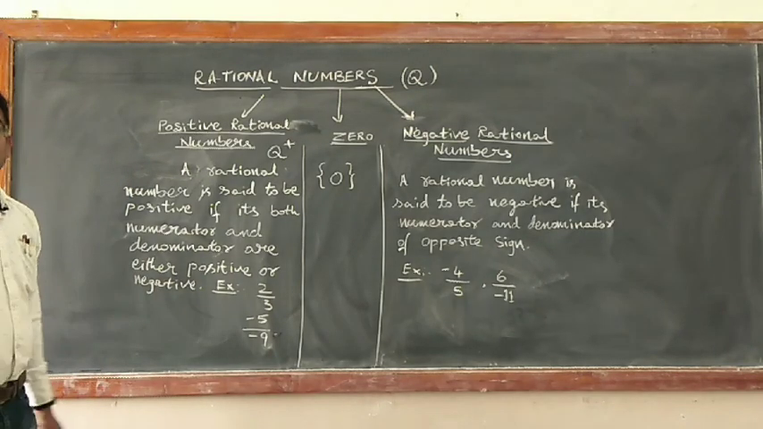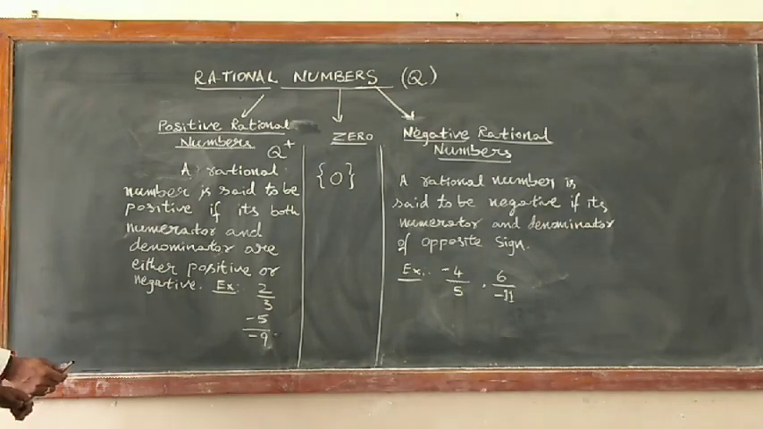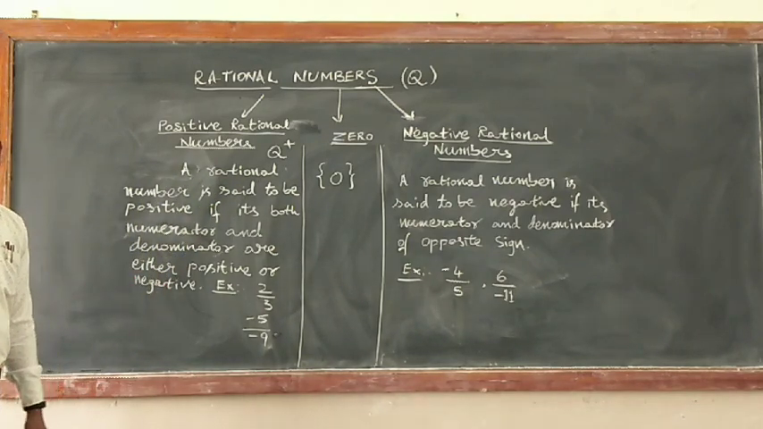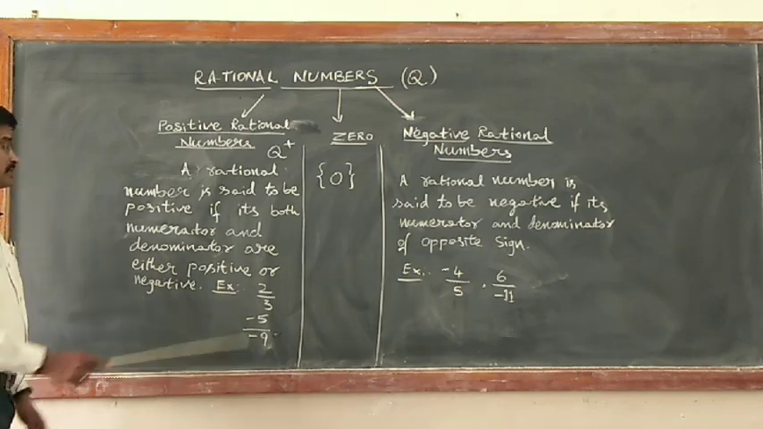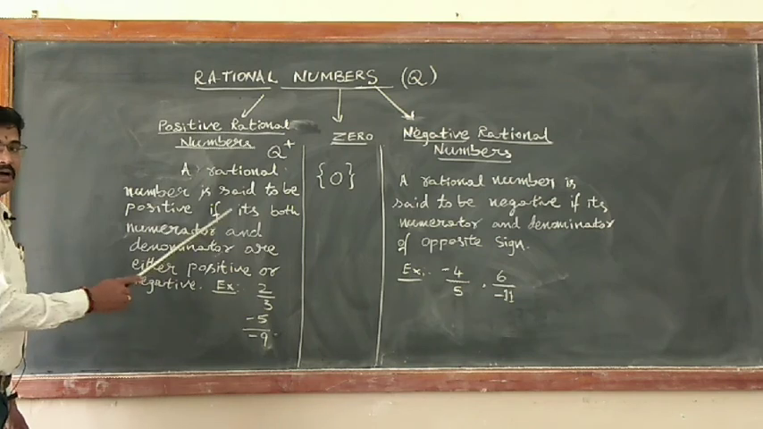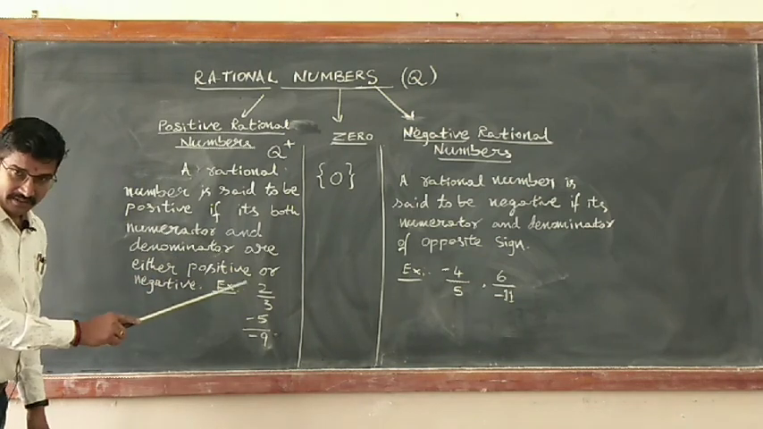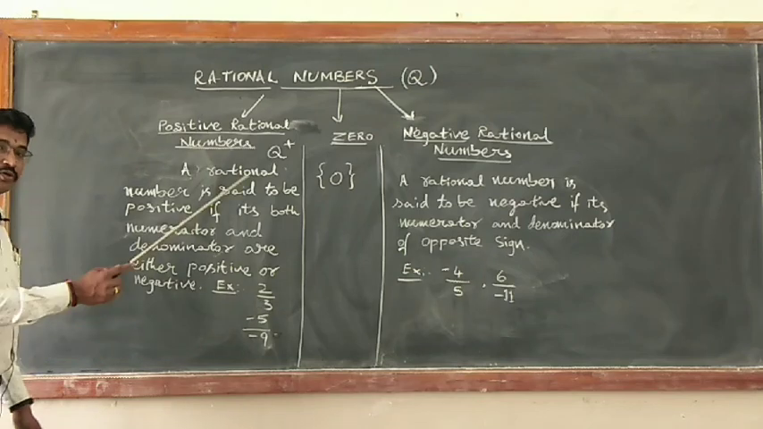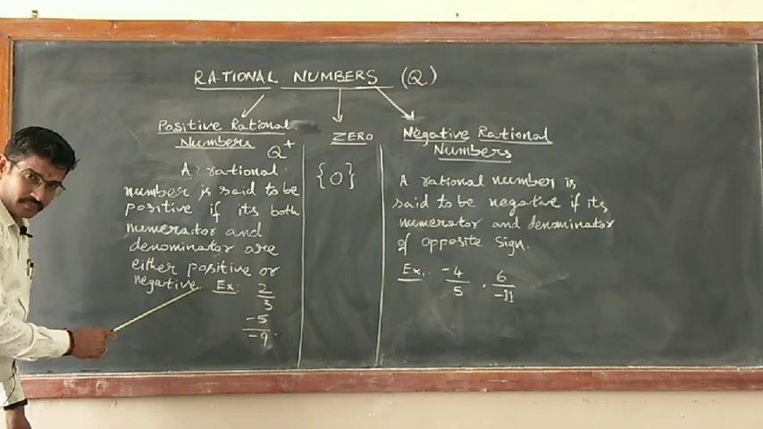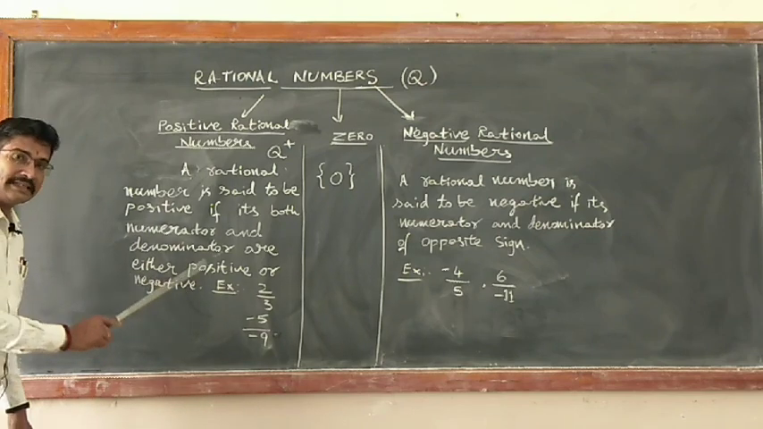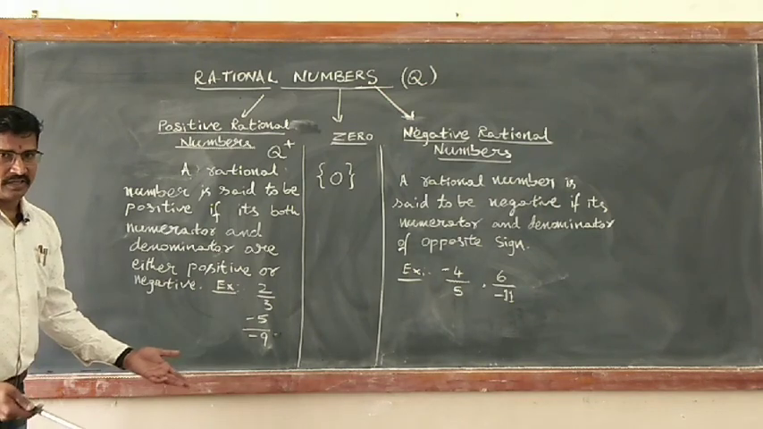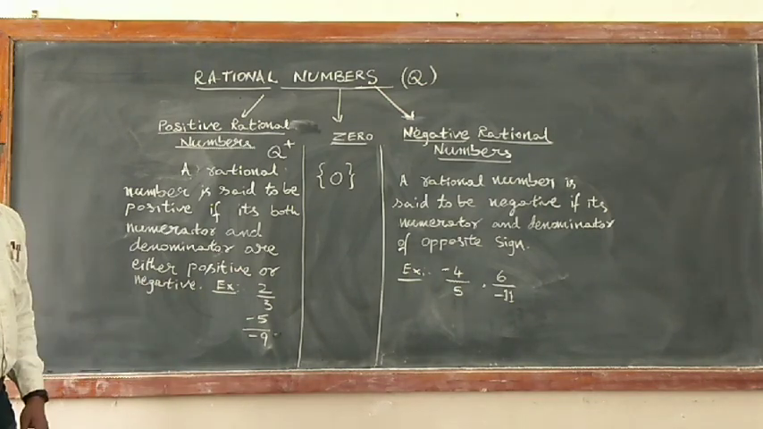What is the meaning of a positive rational number? A rational number is said to be positive if its numerator and denominator are of the same sign, which means both numerator and denominator are either positive or both negative. If both are positive, obviously the rational number has a positive sign.